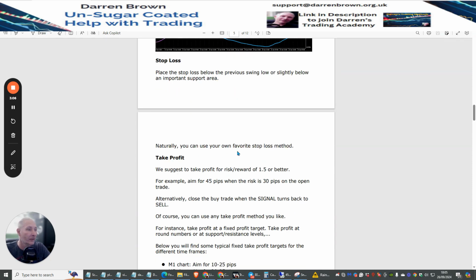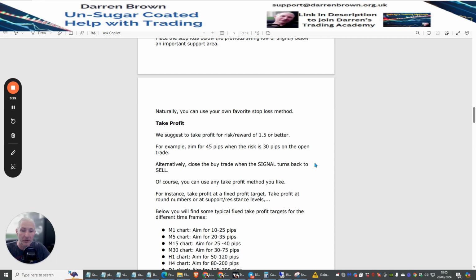Okay, so naturally you can use your own favorite stop loss method. For take profit, we suggest a risk reward of 1 to 1.5 or better. For example, if you aim for 45 pips when the risk is 30 pips on the open trade, or alternatively close the buy trade when the signal turns back to sell. This is another option that you can use.